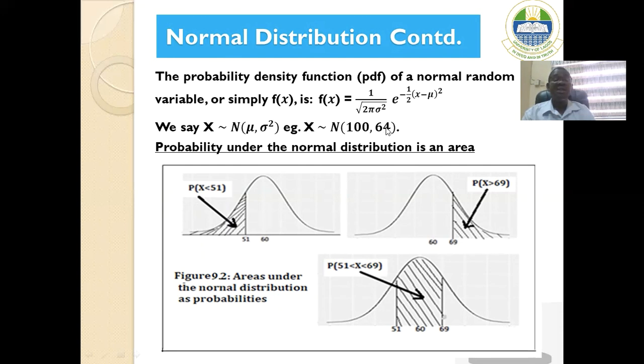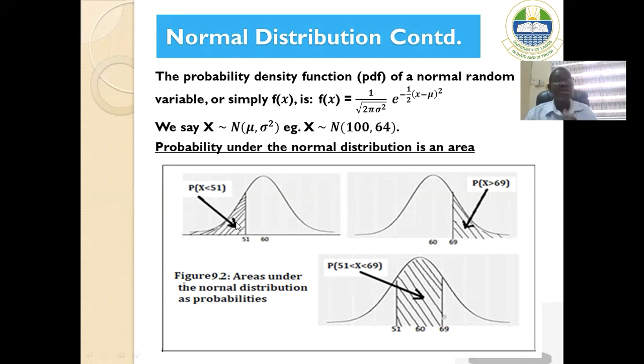Given this, let us see how you find probabilities under the normal distribution. First of all, look at what probability means under the normal distribution. This normal distribution has mean 60. And this value here, 51, you see the shaded part here. The shaded part represents probability that x is less or equal to 51. Probability under the normal curve is an area. This is one property enjoyed by continuous distributions. Probability under the normal curve is an area.